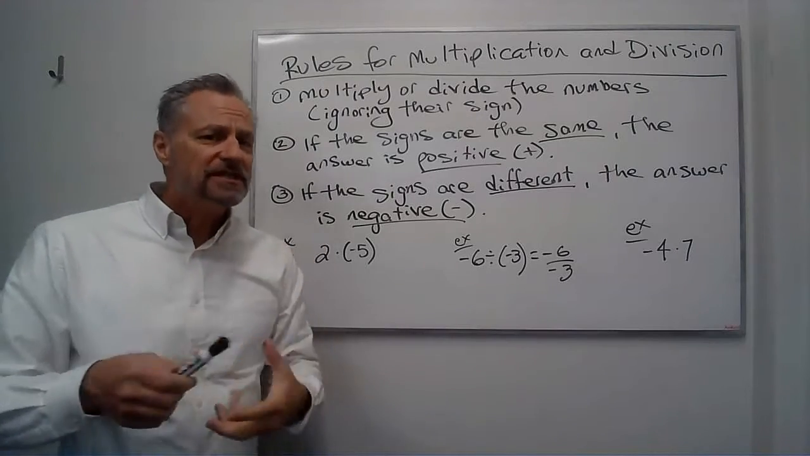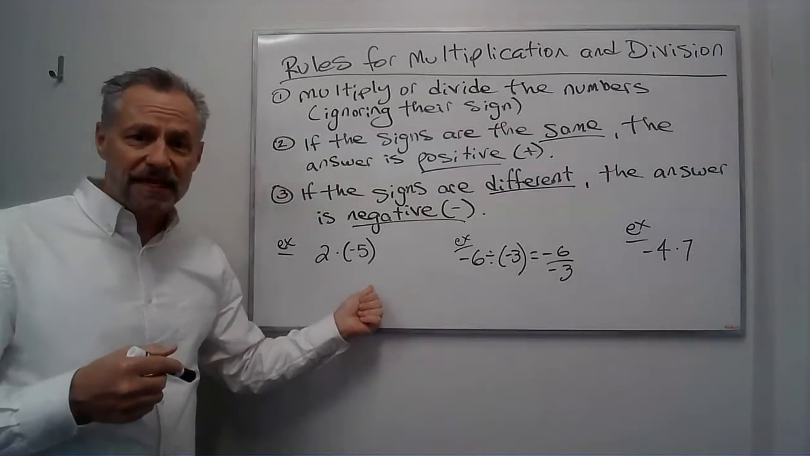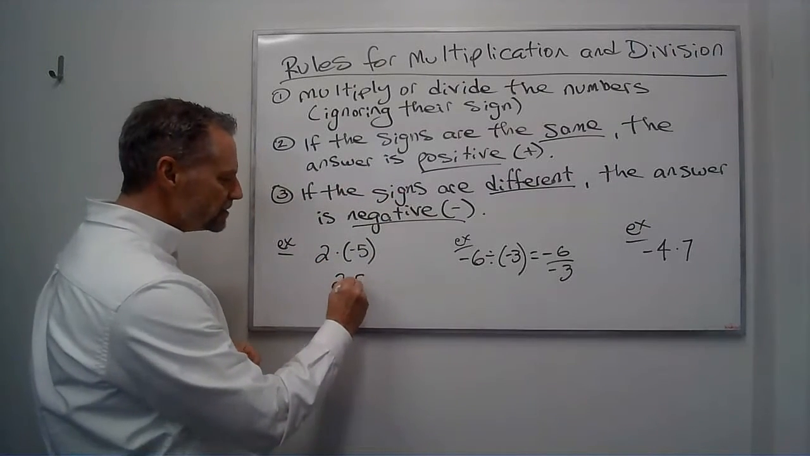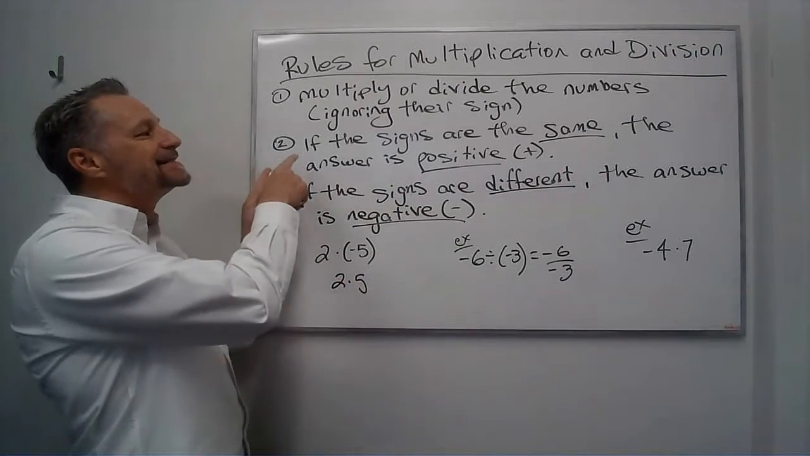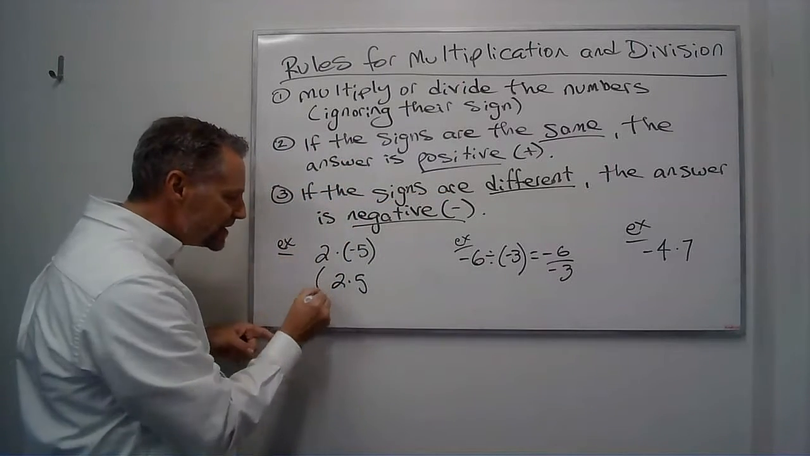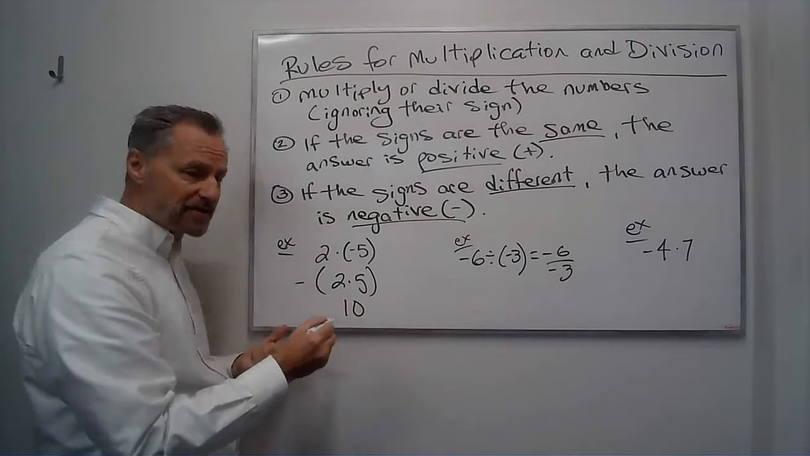So let's look at some examples and kind of work through this. I start off with 2 times negative 5. Remember, ignore the signs, just think 2 times 5. Now, since the signs are different, the answer is going to be negative. So whatever I get here, I'm just going to get negative. And so 2 times 5, of course, is 10. So my answer is negative 10.